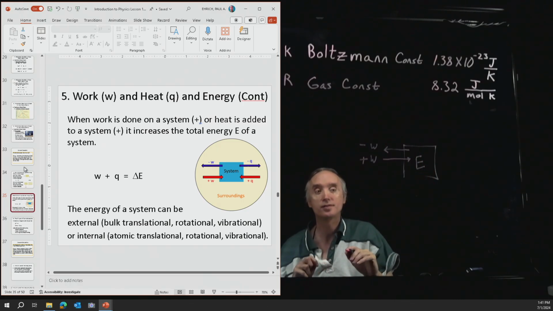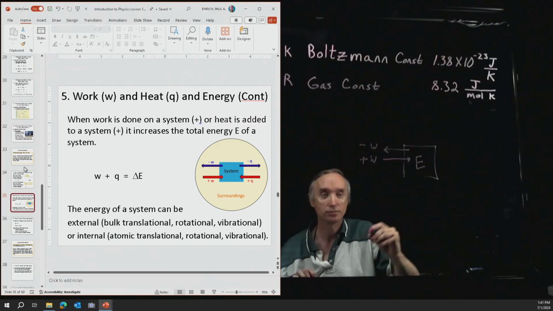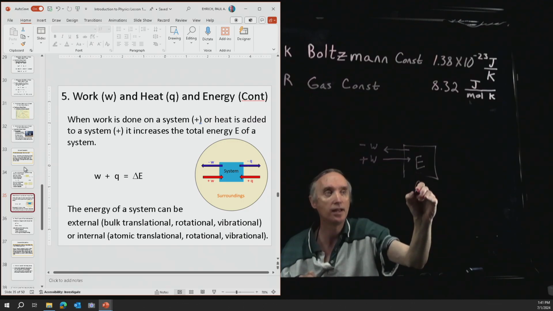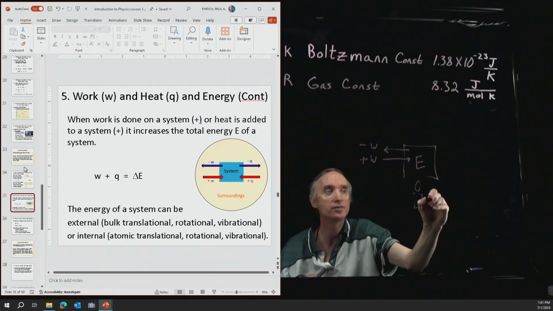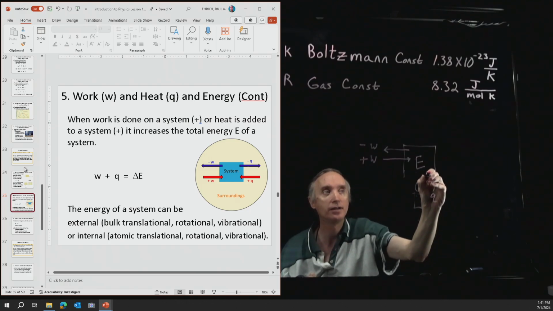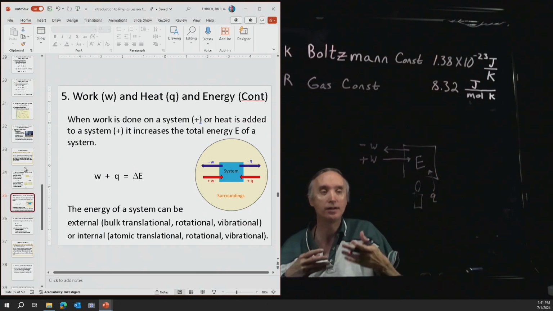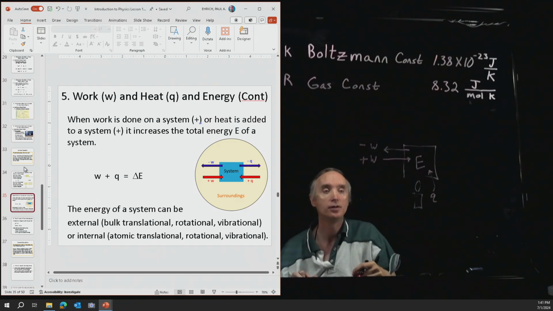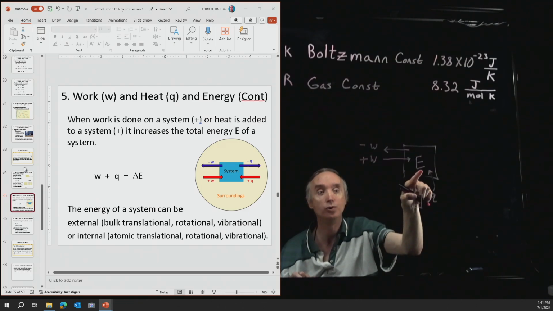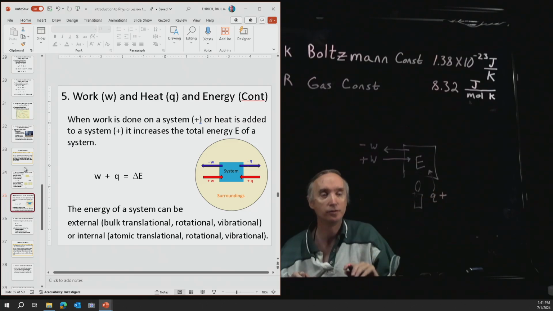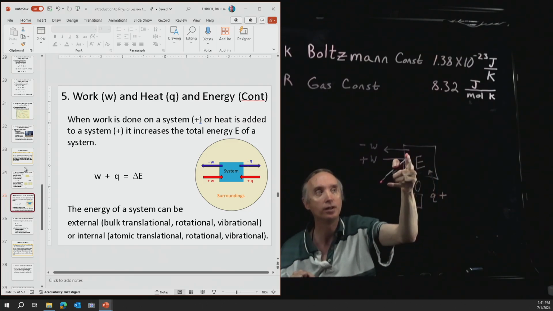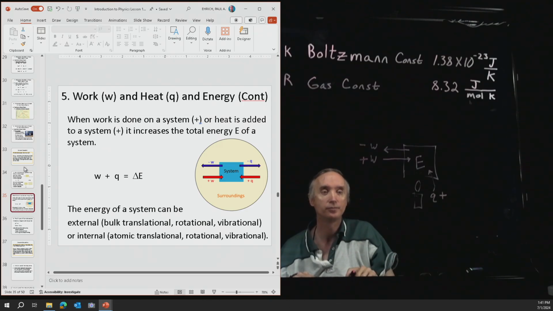Now we could do the same thing with heat. Again, we could say that there's a candle down here, and we could add heat to the system. That's what the candle does. The candle is adding thermal energy to the system, so the energy would increase. So we would say that that's positive Q. Positive heat means energy is going into the system.